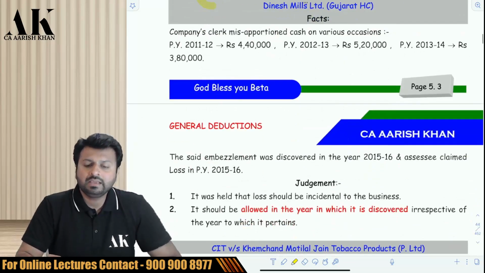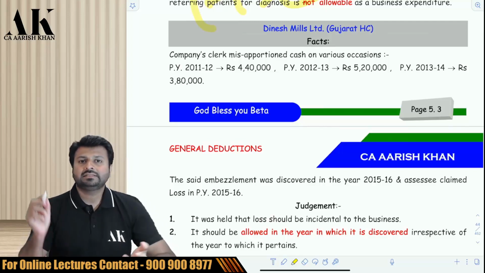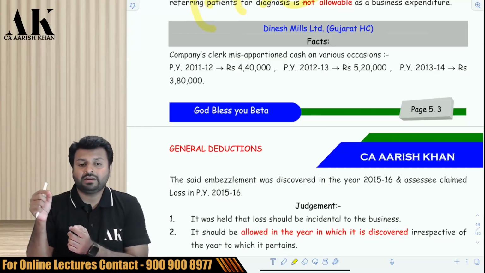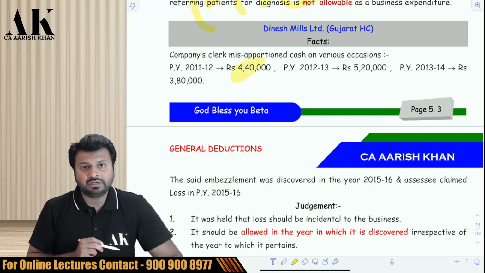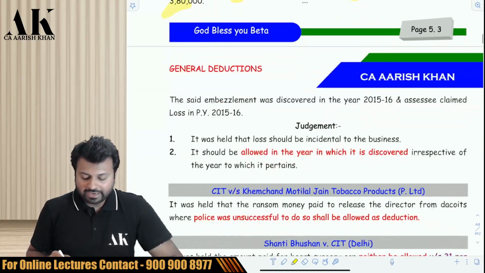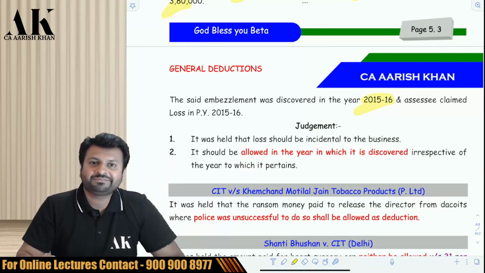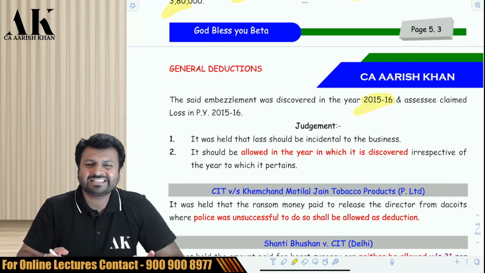Next, this is the company Dinesh Mills Limited, Gujarat High Court. What has happened in this case? There was one accountant, one clerk, who was misappropriating cash every year to the extent of lakhs of rupees. In the first year, he misappropriated approximately 4.5 lakhs, second year approximately 5 lakhs, third year approximately 3,80,000. And in the fourth year, he got caught. So now what will happen? Will the company get the money? The company is not getting the money. So will the company get the deduction? The answer is yes. The company will get the deduction.